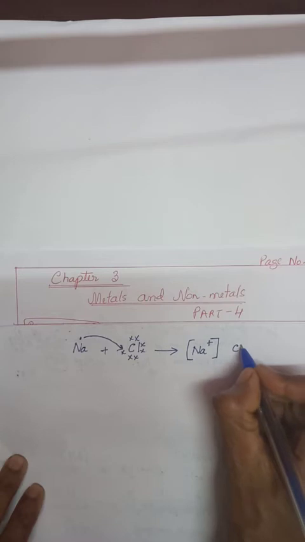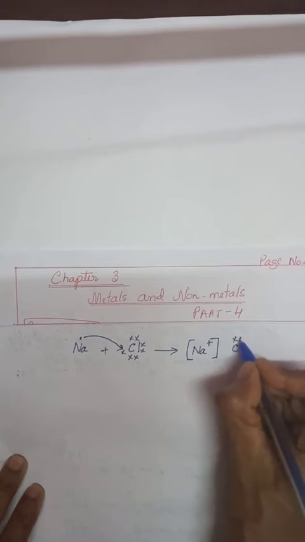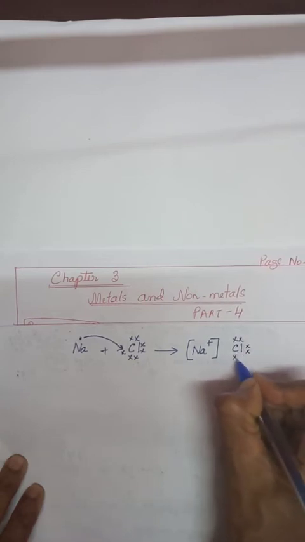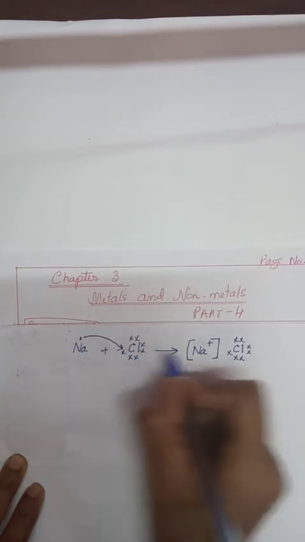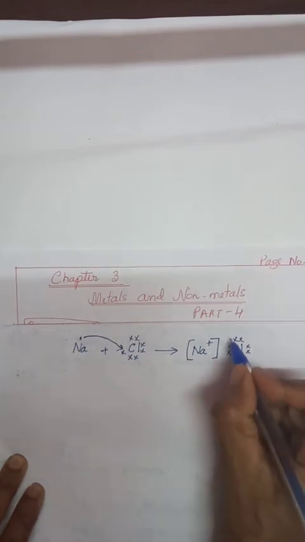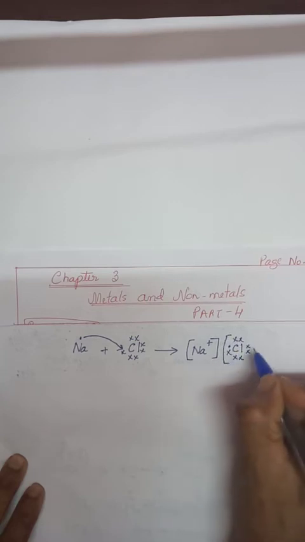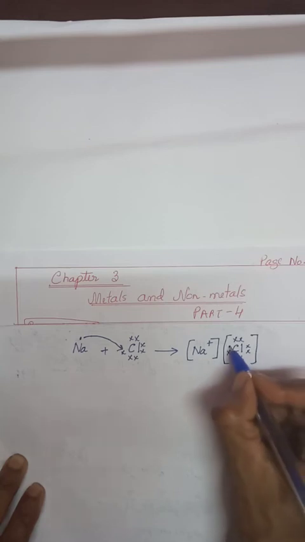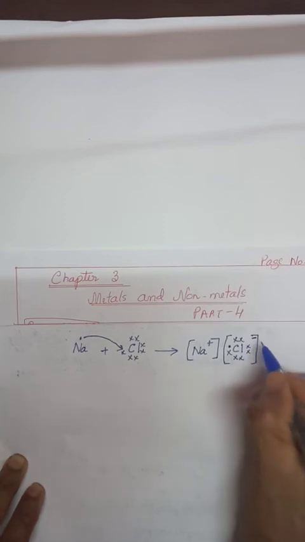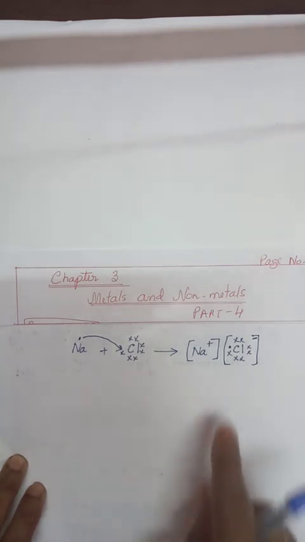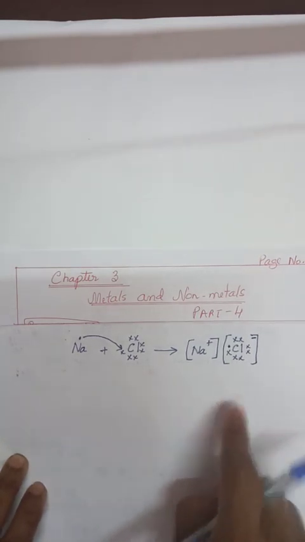Now, chlorine: 1, 2, 3, 4, 5, 6, 7. Now, this electron from here comes here. Chlorine receives the electron lost by sodium. Here it is gaining 1 electron. You write here minus. This is how sodium chloride is formed.